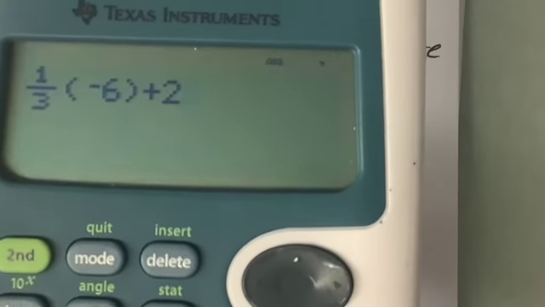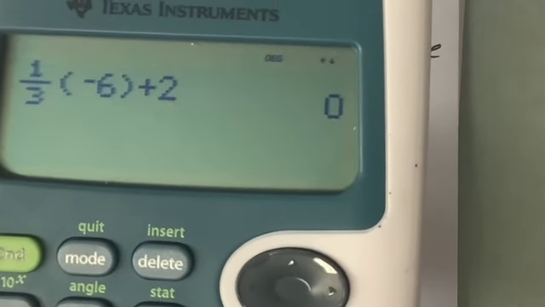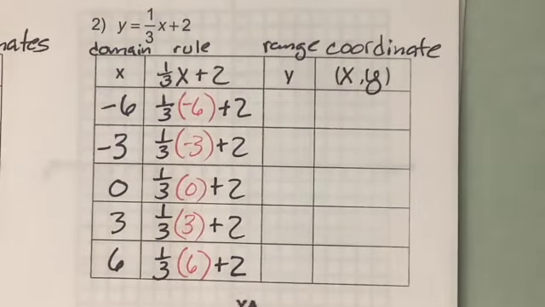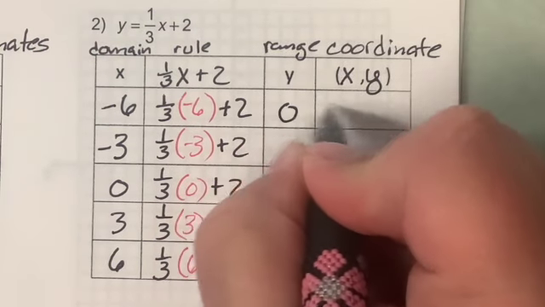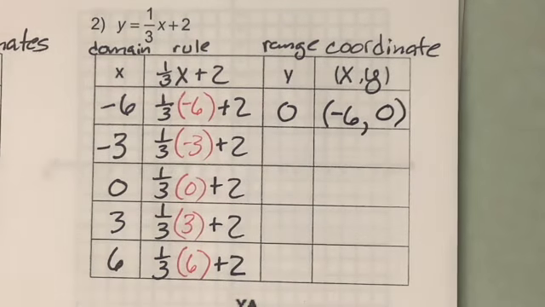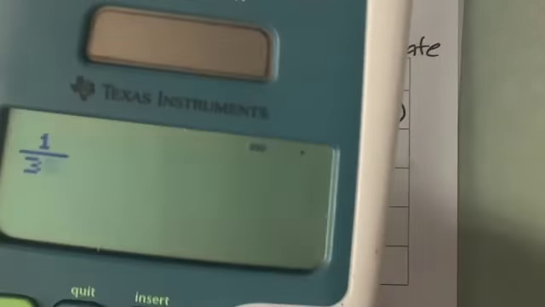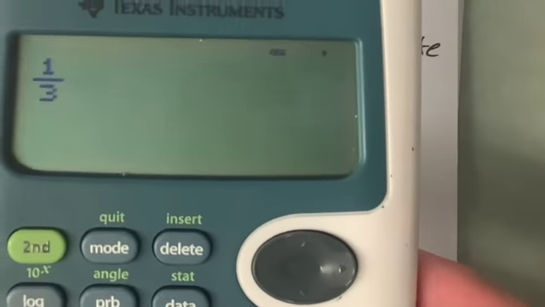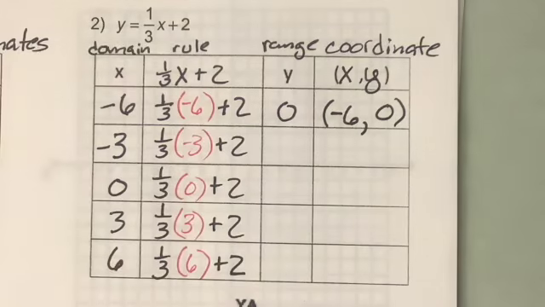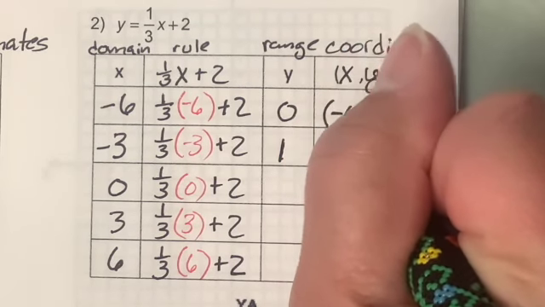And I get, what, 0. Really? Yep, because 6 divided by 3 is 2. Negative 6 divided by 3 is negative 2. Negative 2 plus 2 is 0. My first point is going to be negative 6, 0. And I'm going to do the same thing for negative 3. 1/3, get off of the fraction, then negative 3 plus 2, positive 1. My next point is going to be negative 3, positive 1.